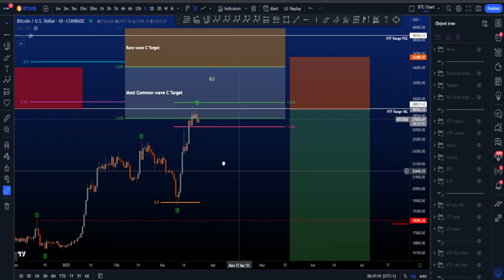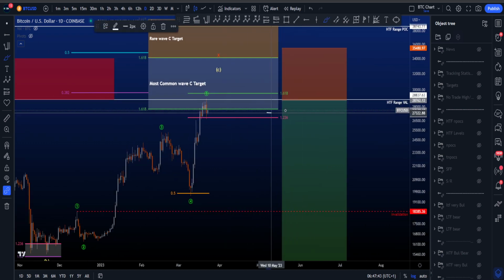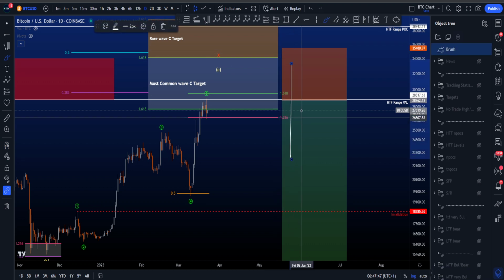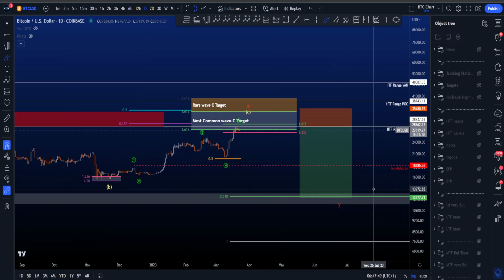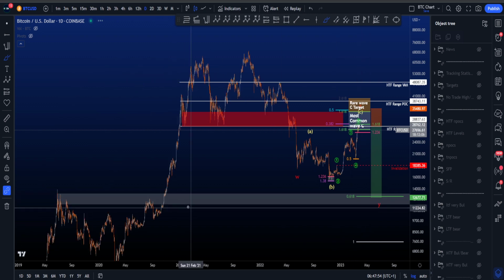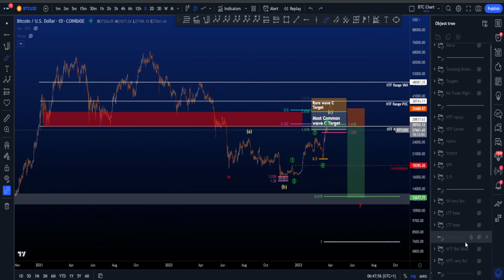The potential short setup for this scenario is entering the shorts in this area over here, with the stop loss safely above, trading it to the downside for, in this scenario, a wave Y, with prices between basically 9 to 12k, also backtesting this area over here.